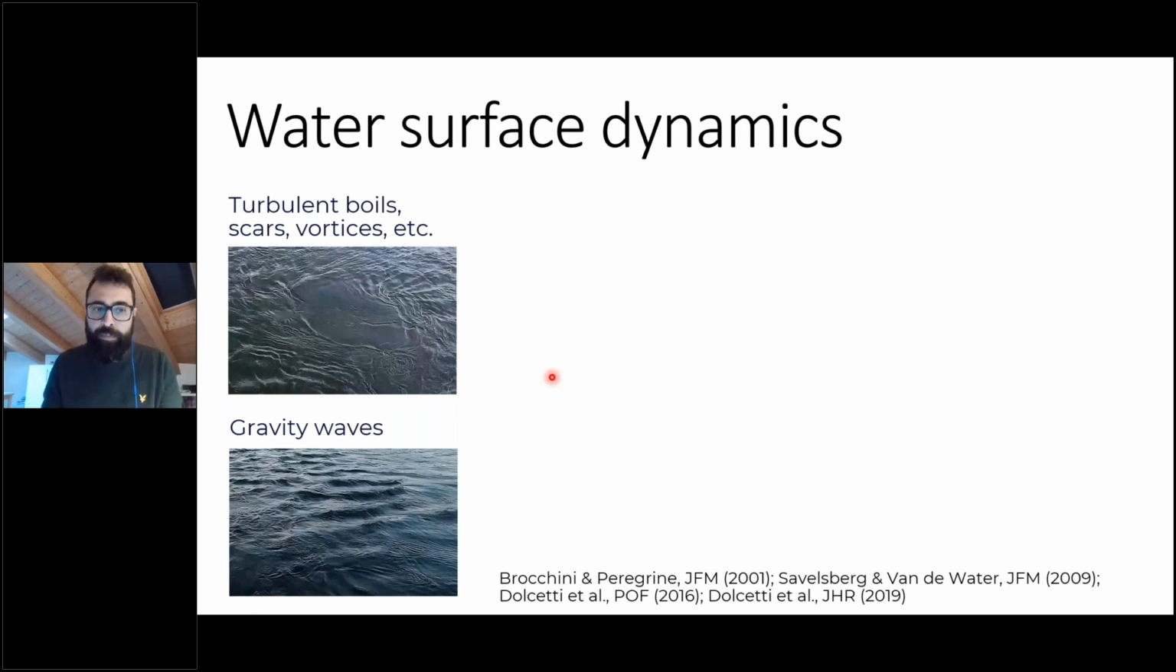What is established is that there are different types of patterns. We have what are called turbulent boils, scars, vortices. These are direct manifestations of turbulence, and they are the patterns that move along with the flow. But then we also have gravity waves and capillary waves. These are like ocean sea waves, and they propagate with their own velocity in different directions. Most of the time, even though they're not always easily recognizable, both patterns coexist.